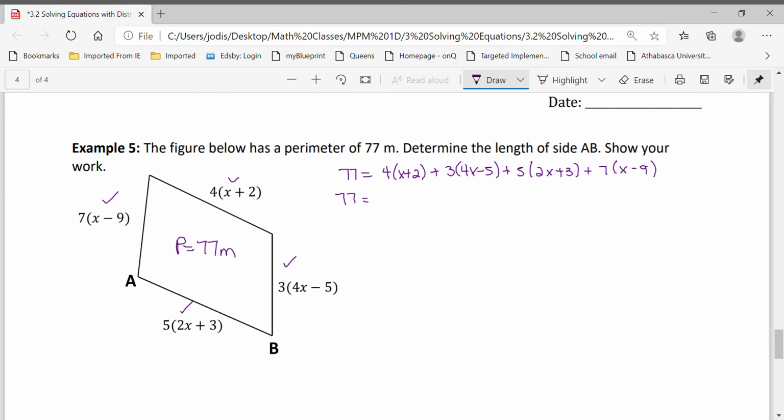All right, now we need to solve for x here. So we've got a lot of distributing to do. So we're going to get through that first. So 4 times x, 4x, 4 times 2 is 8, plus 3 times 4 is 12x, and 3 times negative 5, negative 15. Plus 5 times 2 is 10x, 5 times 3 is 15, plus 7 times x is 7x, and 7 times negative 9 is negative 63.